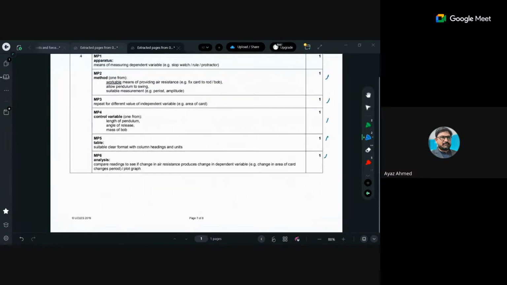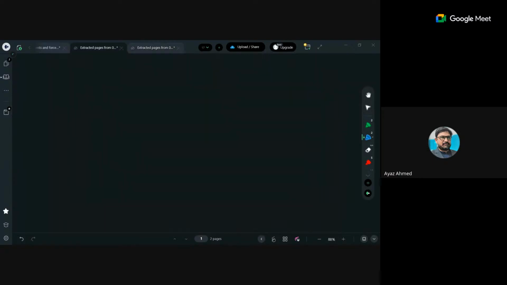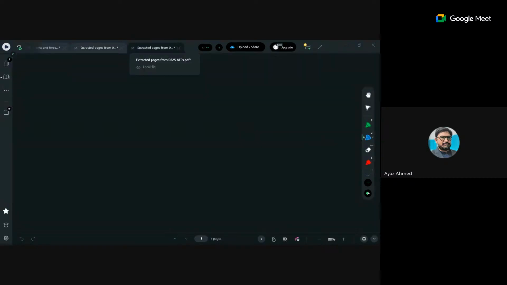Where is the 7? Yes, the 6 marks are there, 7 marks should be there. Maybe it is on the top page. 1, 2, 3, 4, 5, 6. Maybe let me check it back. The 7 marks paper is there. I have maybe missed 1 mark in the upper page. Yes, the 7 marks paper is there.